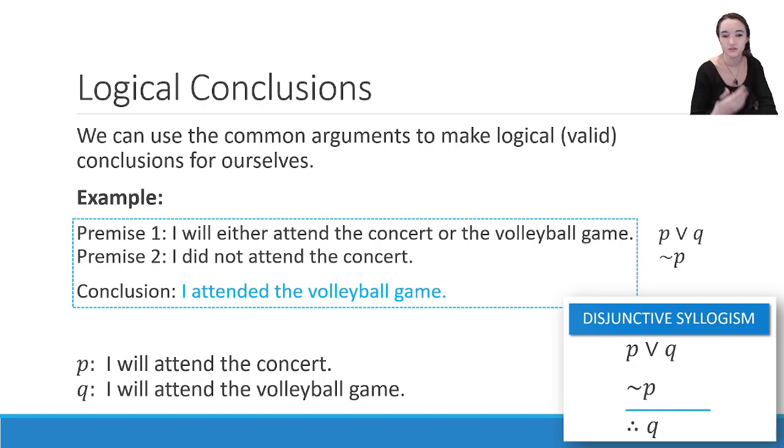And so we can do this with any given argument, and we can also see that sometimes you won't be given enough premises to make a valid conclusion. If, for example, you were told, if it is snowing, then it is cold, and then you're told, not cold, you can't conclude anything from that, right?